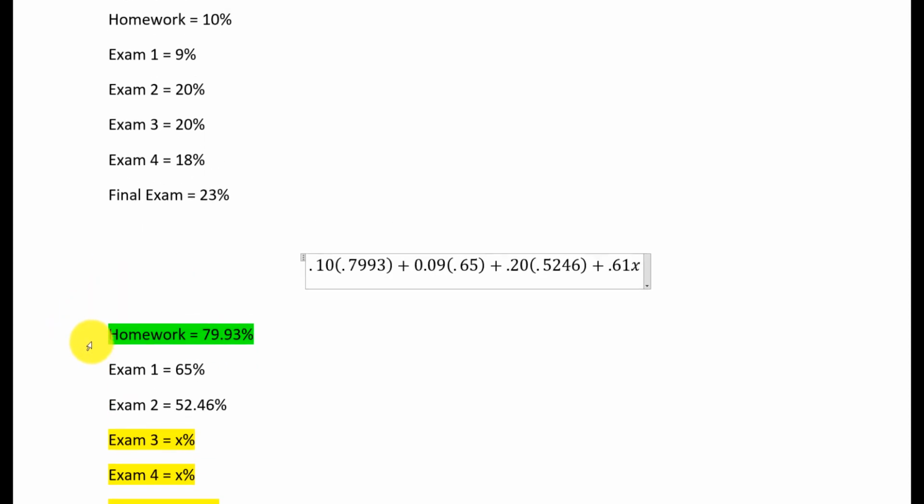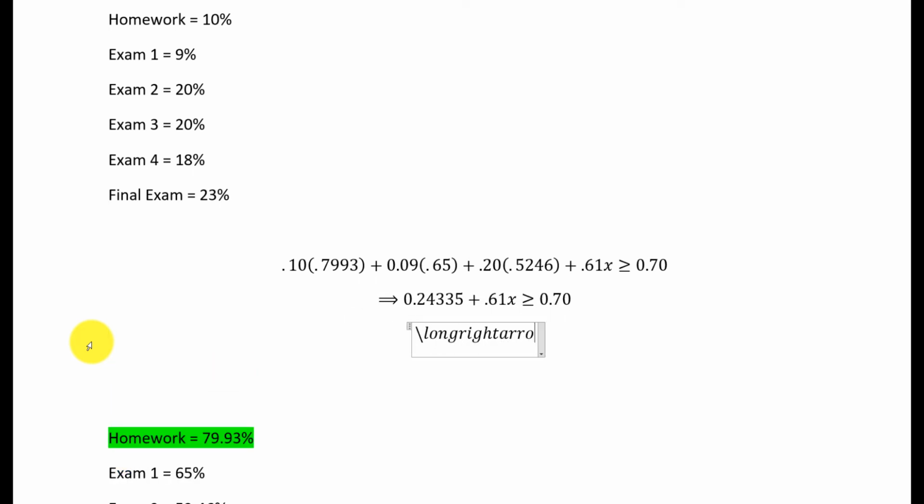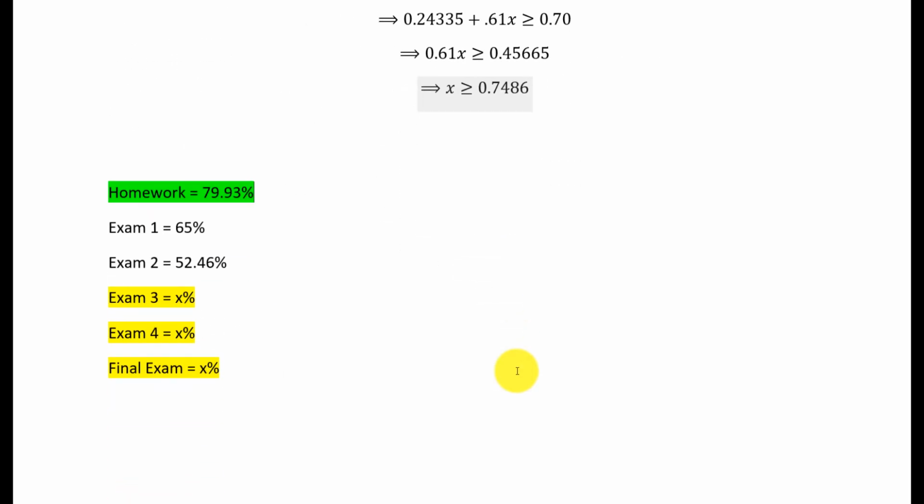We have X%. And in the end, we want this to be, let's pretend, greater than or equal to 70%. Now you would just solve that inequality. Let's go ahead and do this. So this means to pass this course, I would need a 74.86% on the remainder of the exams if I had these grades right here currently.